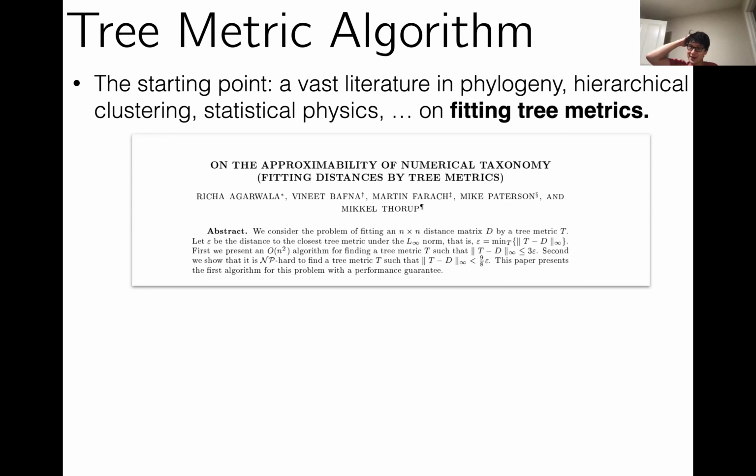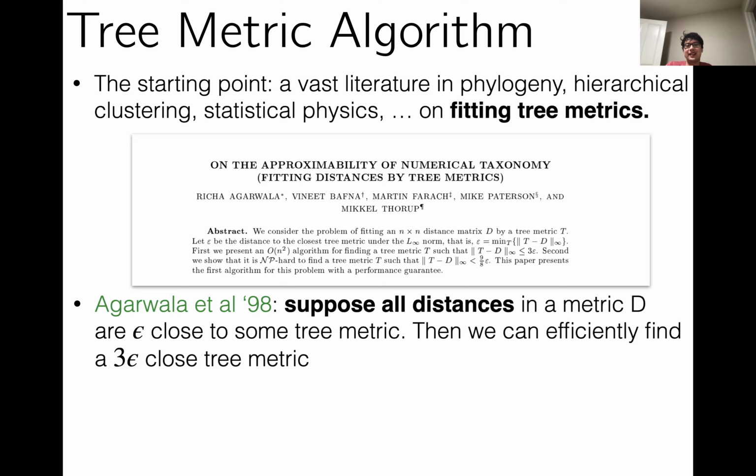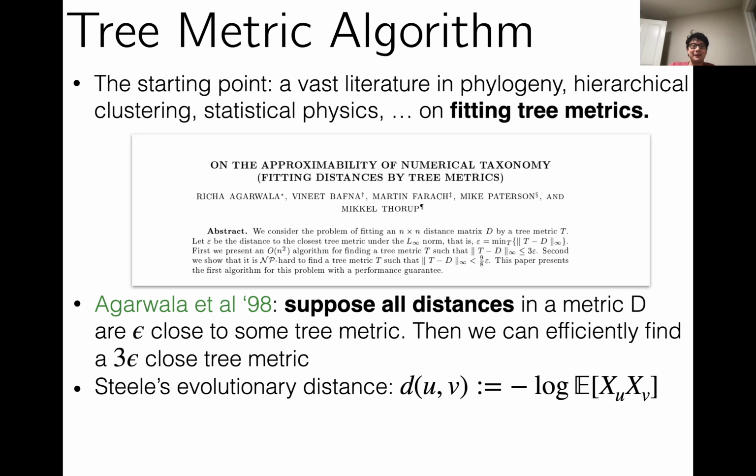The second step of this algorithm is based on a huge literature on fitting tree metrics. A famous result in this literature is that if you have a distance metric which is close in infinity norm to a tree metric, there's an approximation algorithm which can recover a nearby tree metric. That's the result of Agarwala et al. It's based on a very nice connection to ultrametrics, where you can actually solve this problem exactly. I won't get too much into that.